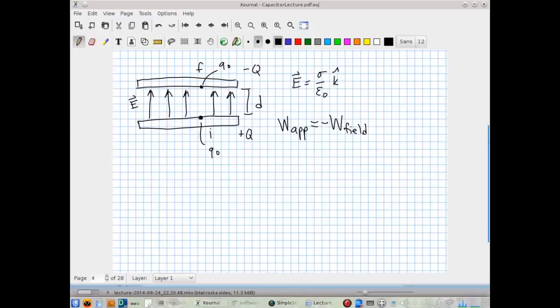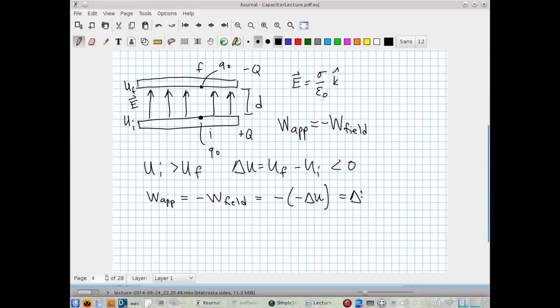Okay, well, no problem. We can figure out what that's going to be. We know that, of course, the electric field would like to move the charge across this potential gap here. That's the direction that the field would love that charge to move. And so we know that the potential energy of this position, U initial, and this position, U final, must be related such that U initial is greater than U final. And that delta U, which is U final minus U initial, must be less than zero. Well, where are we going with all of this? We can relate the applied force. It's the negative of the work done by the field. And that's equal to the negative of the change in potential energy, which is just the change in potential energy.